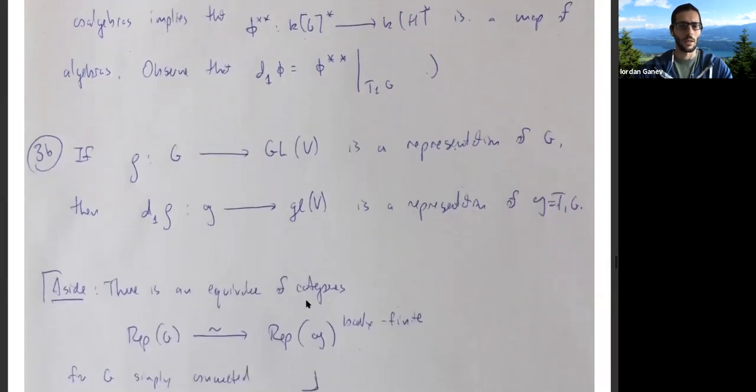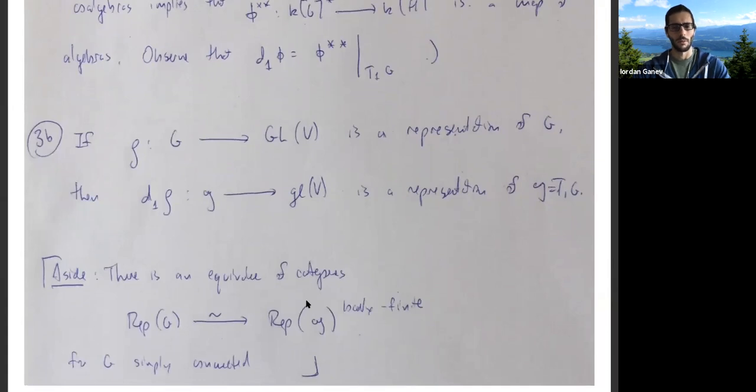Maybe we'll discuss this later in the class. I'm not sure if we'll have time, but if G is simply connected, then we get an equivalence of categories between representations of G and locally finite representations of the Lie algebra. So we already talked about the notion of a locally finite endomorphism, and locally finite representations are those for which the Lie algebra acts by locally finite endomorphisms.